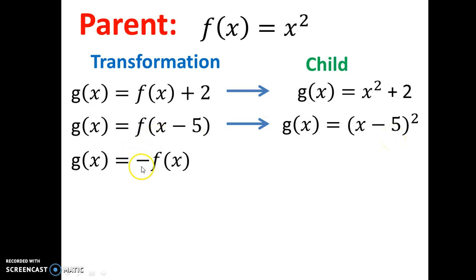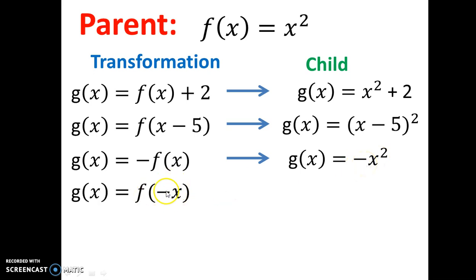Next one, the whole function has been made negative. So the original function made negative. Here, just the x values are made negative. So you take the x and you replace it with negative x. So that is replaced with negative x. Like this, it's important to note these are very different. This is in parentheses. They will graph two very different things.